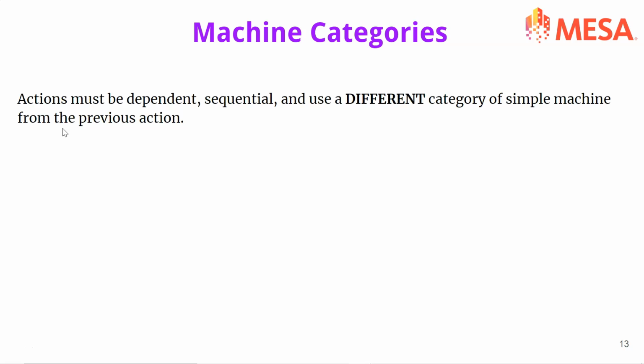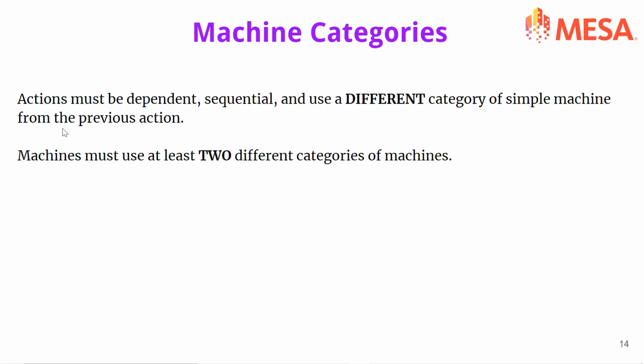So an example would be if a student were to start off with an inclined plane, the student needs to use any of the other different types of categories of machines in order for the next action to count. So as long as the student doesn't use an inclined plane followed by an inclined plane, the actions will count. Another interesting point is that machines must use at least 2 different categories of machines in order for all the machines to potentially count for the competition.